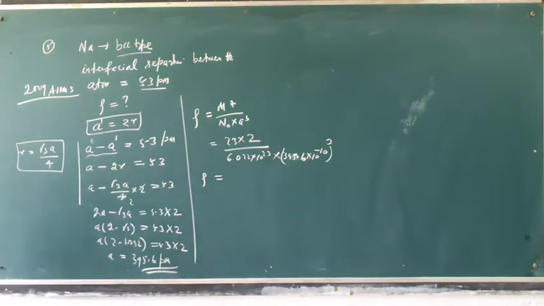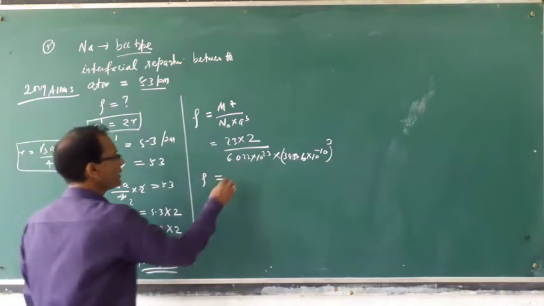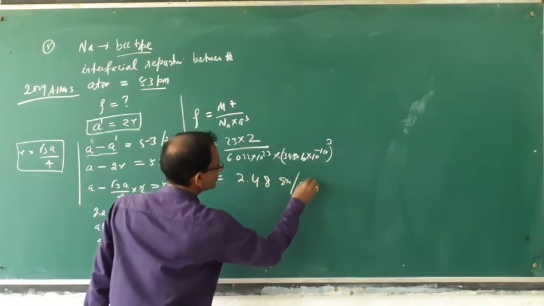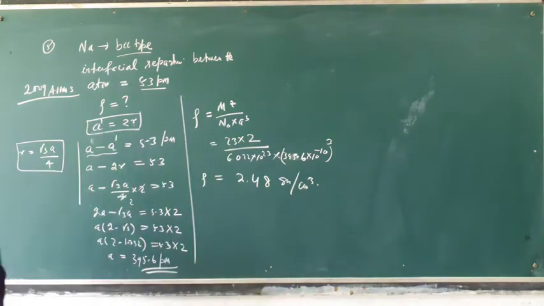What is the density? The result will be 2.48 gram per centimeter cube. 2.48 gram per centimeter cube. This is the density calculation.